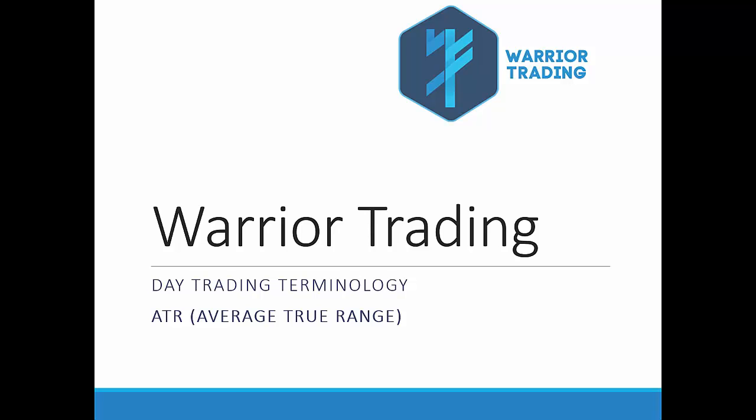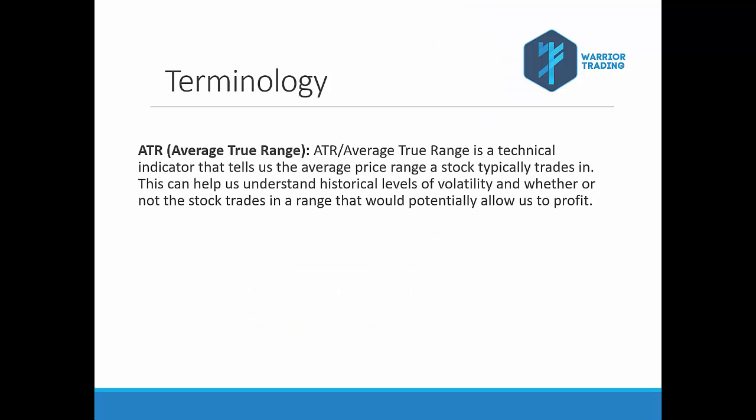So it's important to understand how the ATR works and what type of information you can derive from this technical indicator. ATR, the average true range, is a technical indicator that tells us the average price range that a stock will typically trade in. That helps us understand historical levels of volatility and whether or not the stock trades in a range that we would consider giving us the potential for profit.